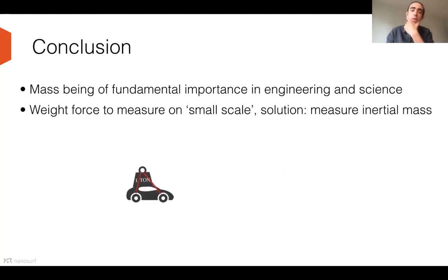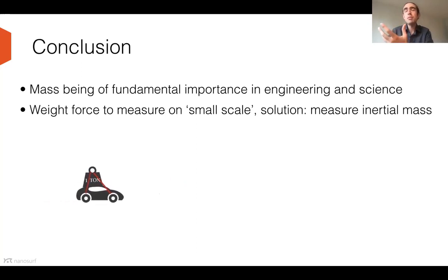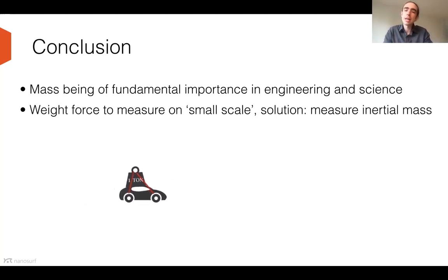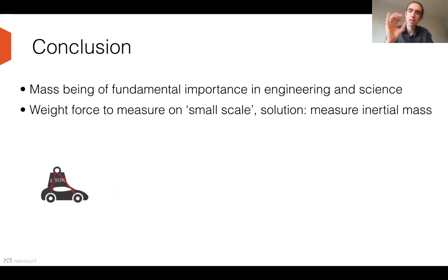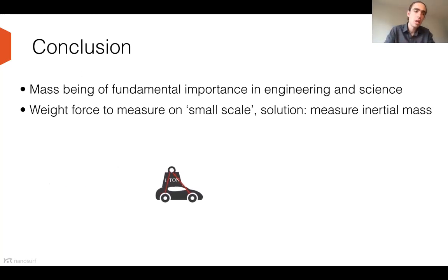If you were talking about big things, mass can be measured via weight force, but we can't do that for tiny things. So what we look at is the inertial mass. We try to see how difficult it is to accelerate a beam like a cantilever with a mass attached to it, to really see how hard this acceleration is, which gives us the information about what the mass of the attachment is.